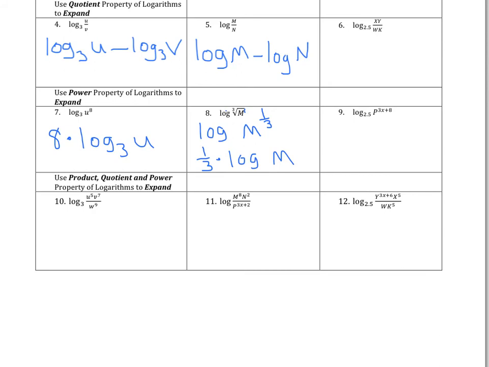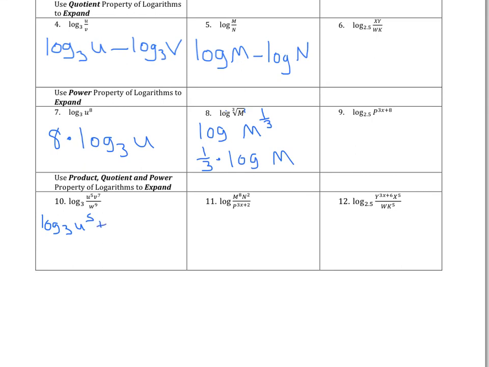And we look at number 10. 10 combines them all together. So it's not just multiplication, division, and it's not just raised to exponents. So we're going to take each separately. So let's start out with, we have division and we have multiplication. So when I'm multiplying on the top, I have log base 3 of u to the 5th. That's one piece of the multiplication.